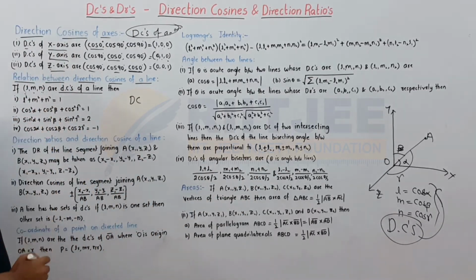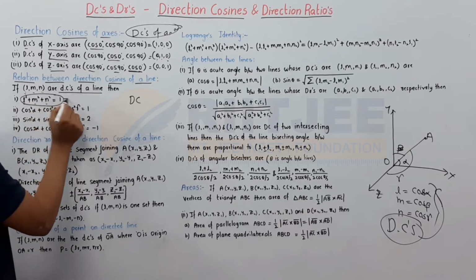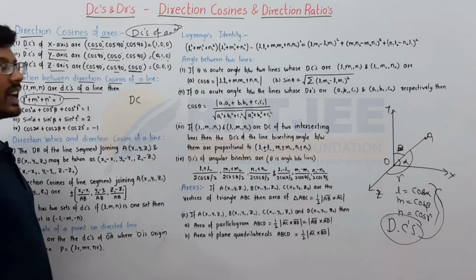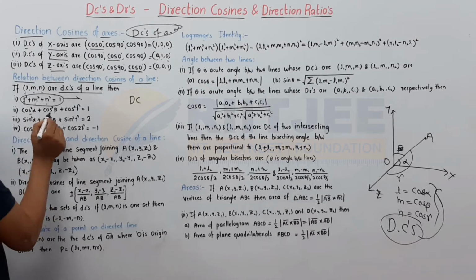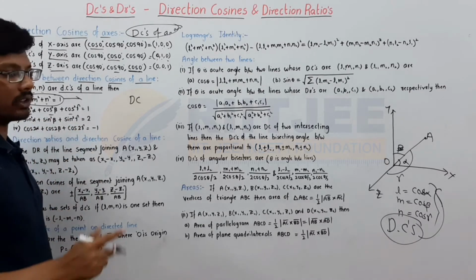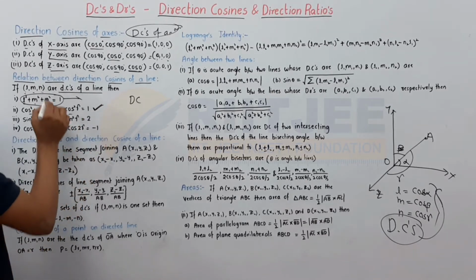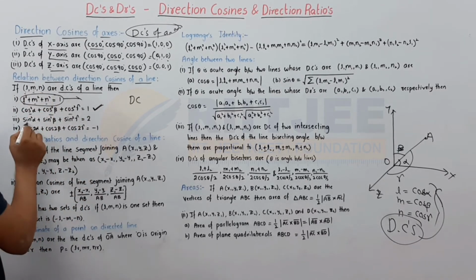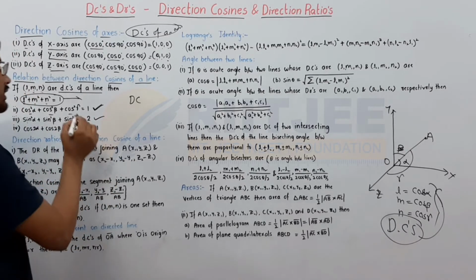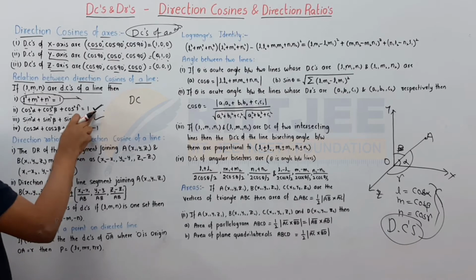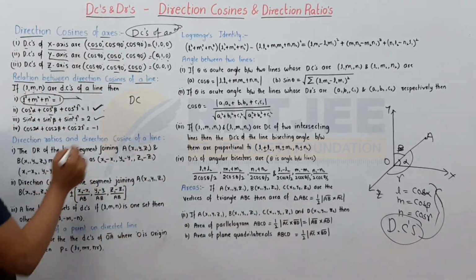Then the condition we have is L square plus M square plus N square is equal to 1. This is the relation between the direction cosines of line OA, and cos square alpha plus cos square beta plus cos square gamma is also equal to 1. This is the relation between L, M, N. Also, sin square alpha plus sin square beta plus sin square gamma is equal to 2. The sum of the squares of the DCs of a line is equal to 1.